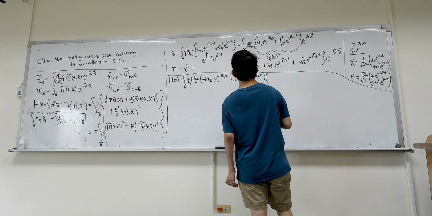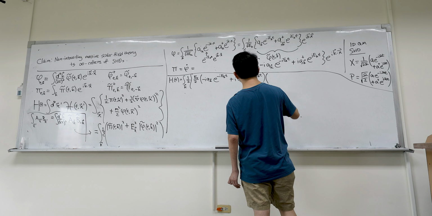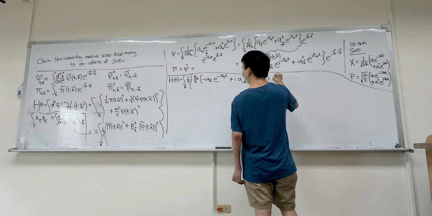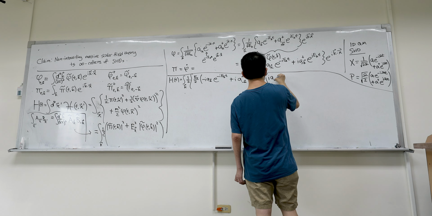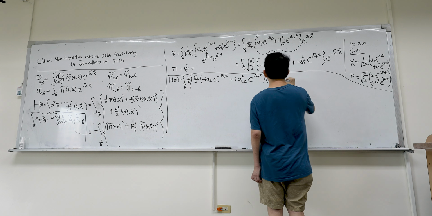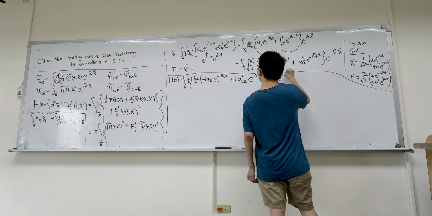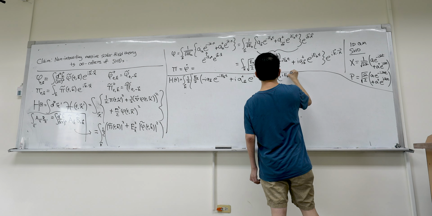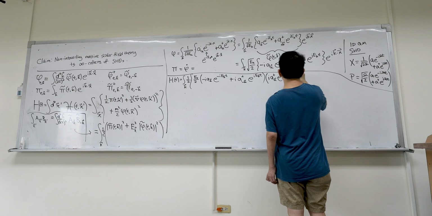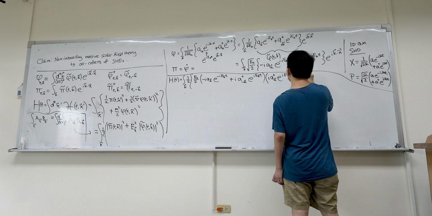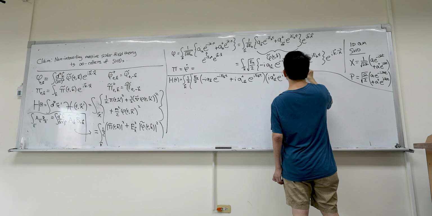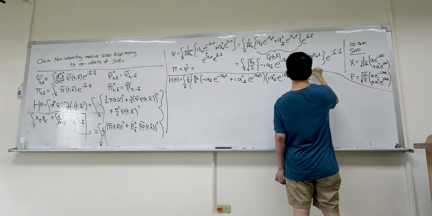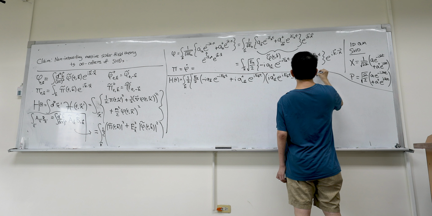So let's go ahead and do this. It was plus i a_k dagger, and then e to the i e_k t, and then minus i a minus k, and then e to the minus i e_k t.